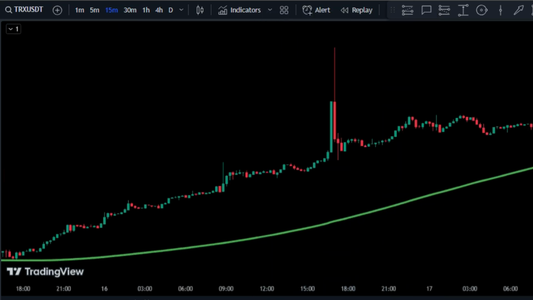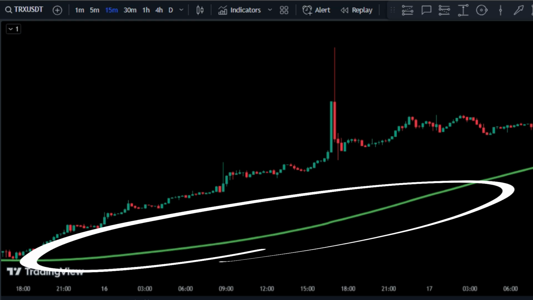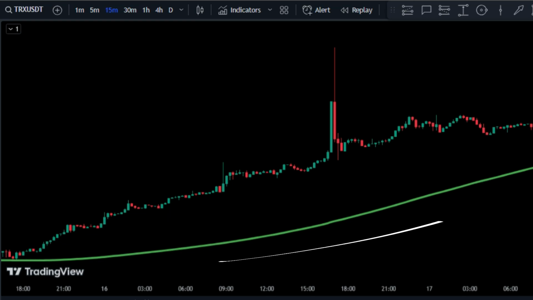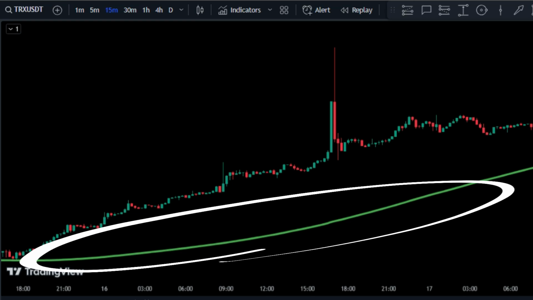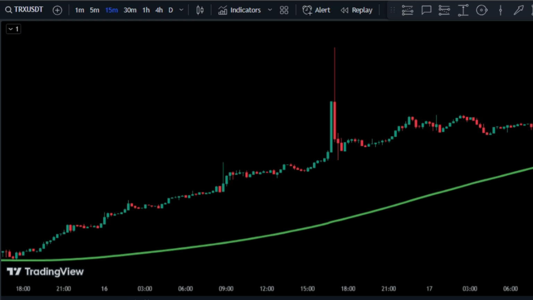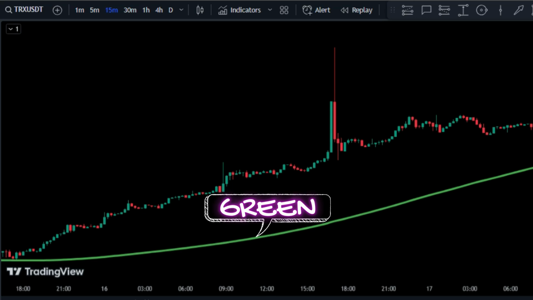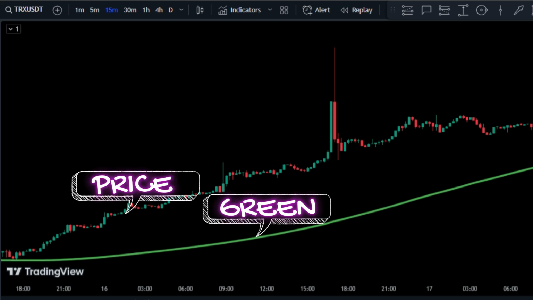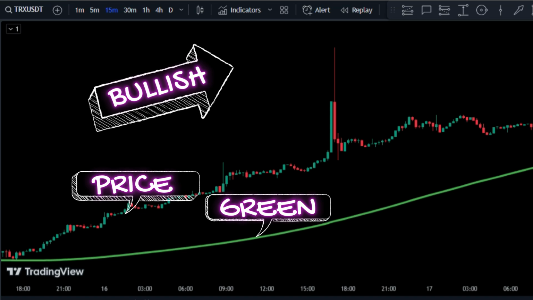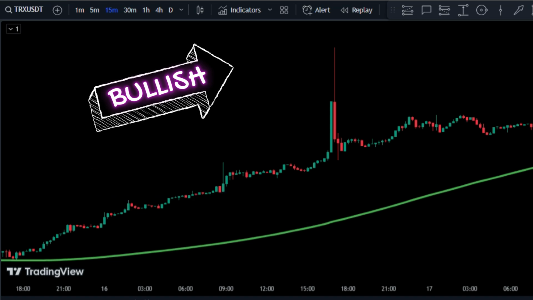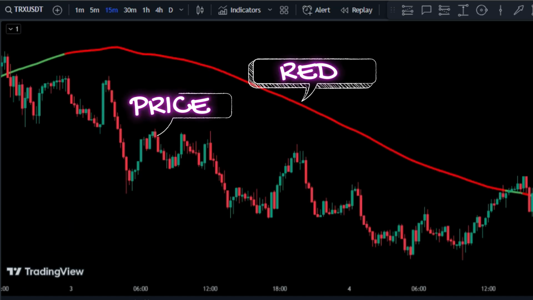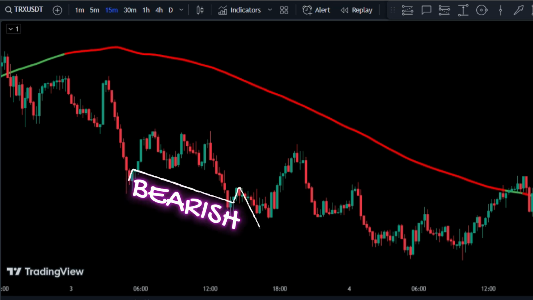In this indicator, I've designed a color-coded moving average to assist you in identifying trends. Therefore, if you want to identify the trend, you just need to pay attention to the color and the position of the price relative to it. If the color of the moving average is green and the price candles are above it, then the market momentum is bullish. On the contrary, if the color of the moving average is red and the price candles are below the red moving average, the market has a bearish momentum.